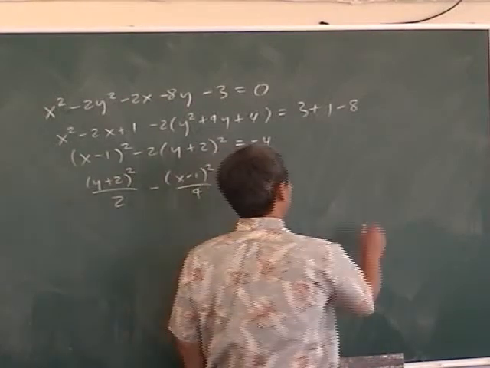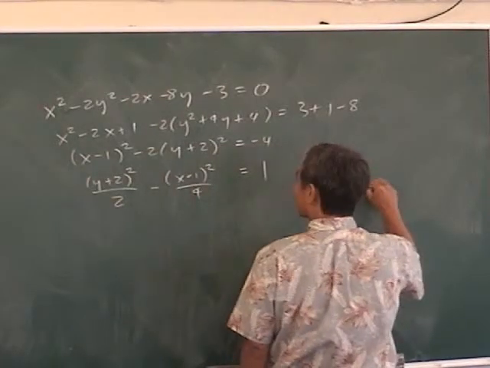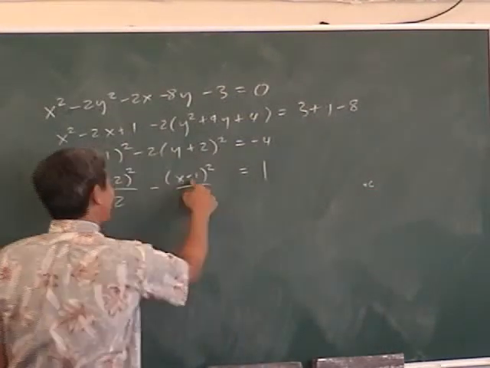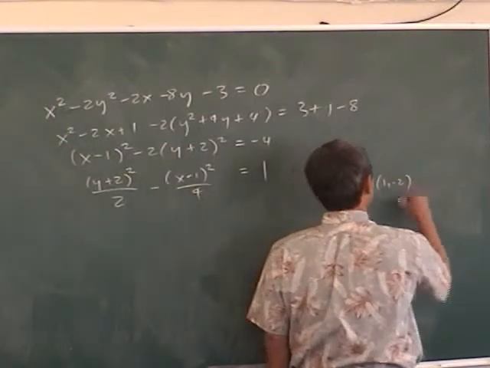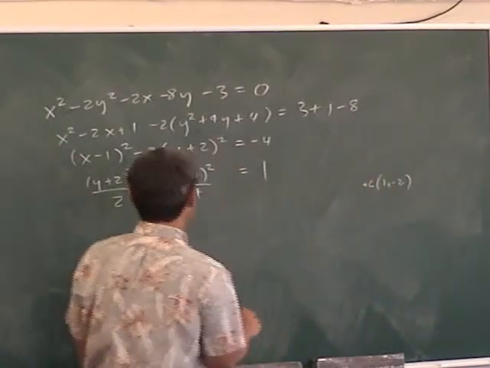Now remember, where's the center? -2, 1, or 1, -2? It's 1, -2. Look, the x goes with the x and the y goes with the y. It's 1, -2, and then you make the box.